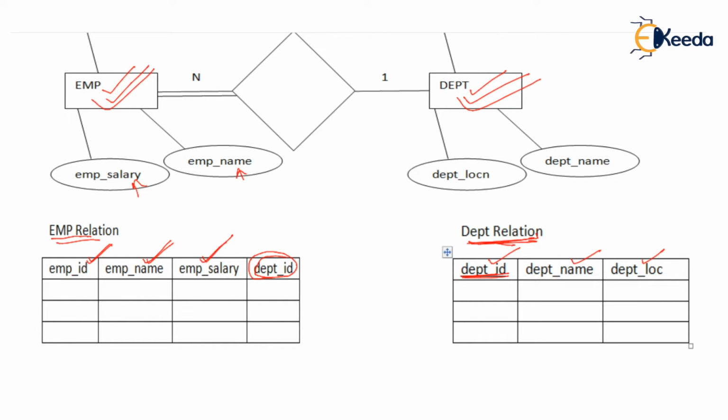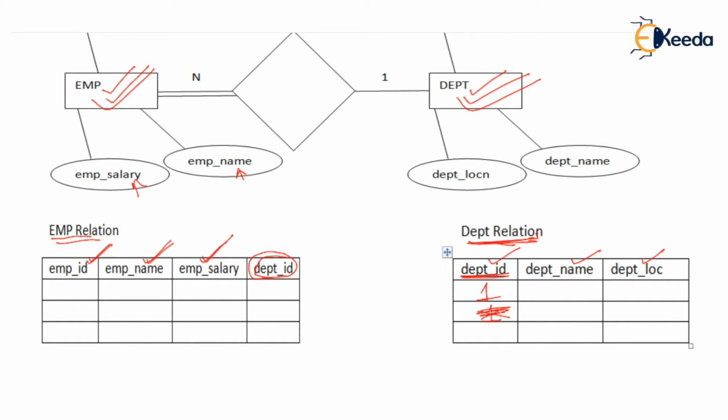So if you have a department with number 1, you can't have another department with number 1. Neither can you have a department which does not have any department ID. You can't say that I have a department whose department number is not known. So primary key cannot be duplicated and primary key cannot be null.